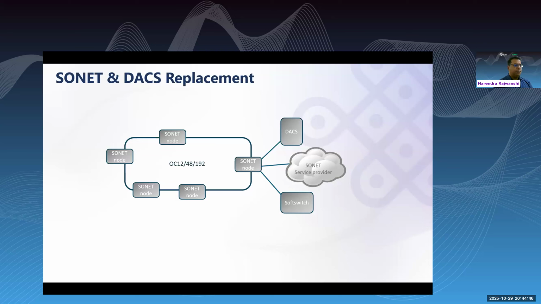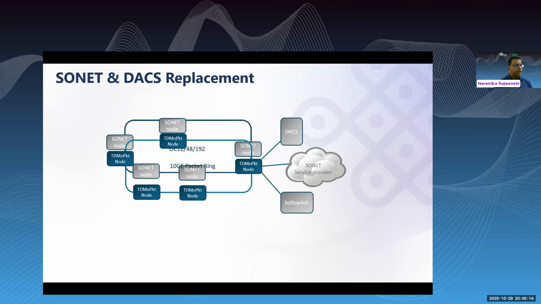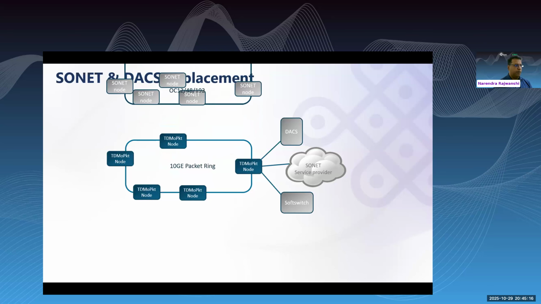Let's look into some of the applications where this transformation applies. So one is a typical SONET ring that many of us would be familiar with. Every operator must have that, OC-12, 48, or 192 rings. Also having a DAX at the central office and then doing the interconnects to other SONET providers or a switch sitting at the central office. Now this can be replaced by the new Ethernet platform. So basically we create a 10 gig packet ring, or it can be multiples of 10 gig also, or 100 gig.